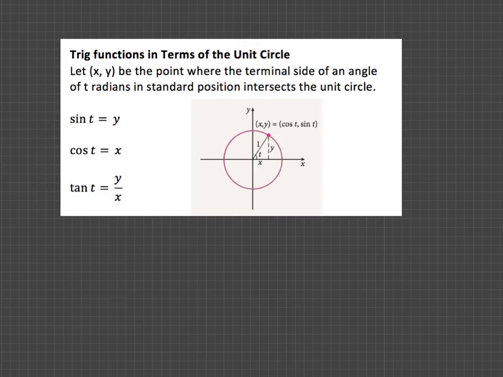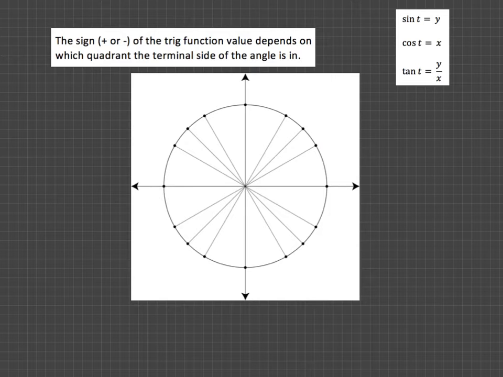So I have them listed here. The sine of that angle t is the y-coordinate of that point. The cosine of that angle t is the x-coordinate, and then tangent of that angle is y over x. So the sign, positive or negative, of the trig function value depends on where the terminal side of the angle is, which quadrant it is.